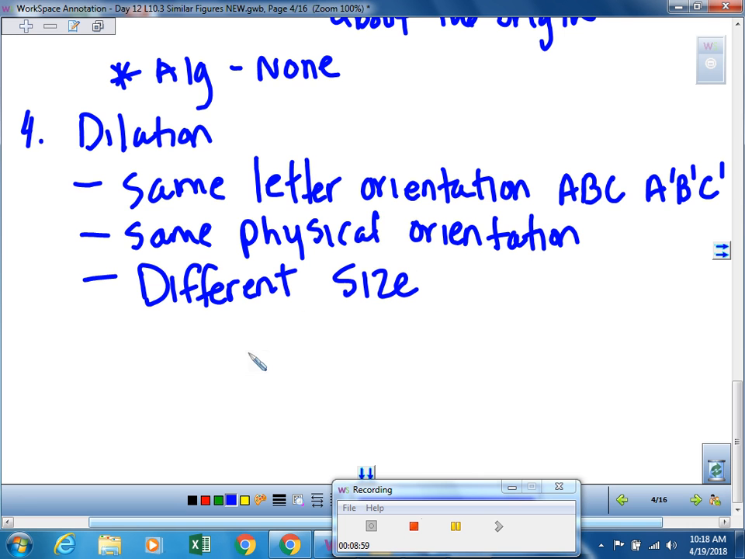Different size. So, if I have my little triangle, and we have ABC, it's just the same thing like this. A prime, B prime, C prime. Okay, it's just smaller. It's still like the A is on top. When you see different sizes like that, you've automatically got to go to dilation.